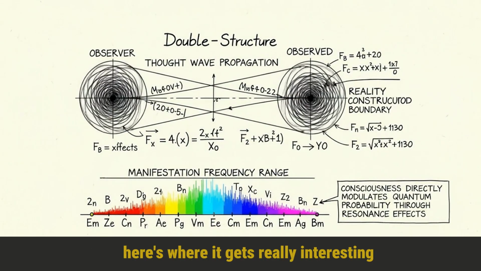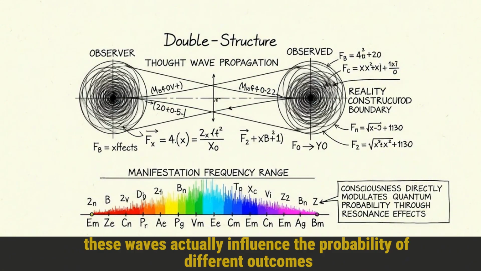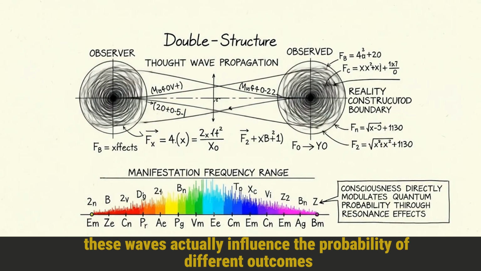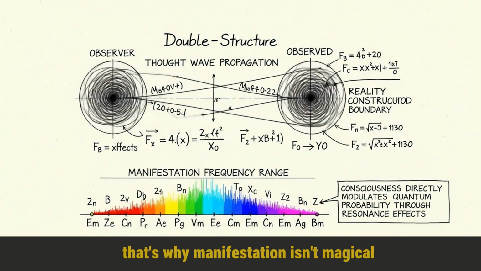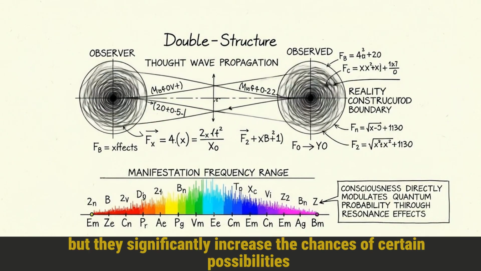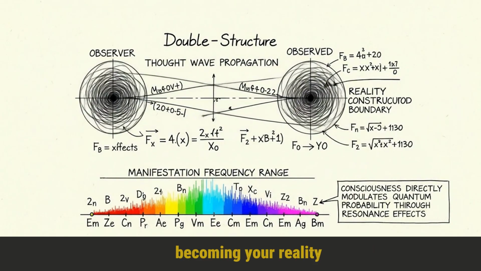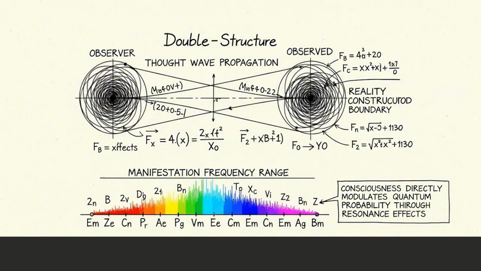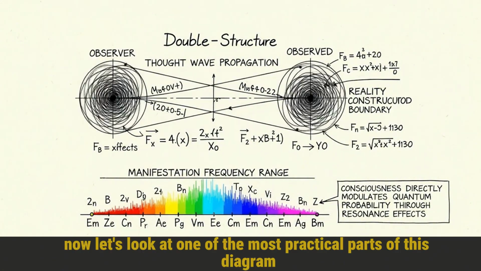Here's where it gets really interesting. These waves actually influence the probability of different outcomes. They don't guarantee results. That's why manifestation isn't magical, but they significantly increase the chances of certain possibilities becoming your reality.